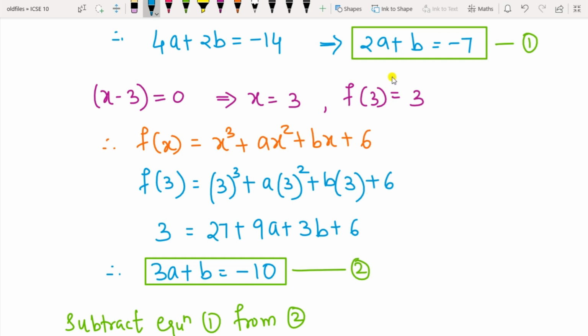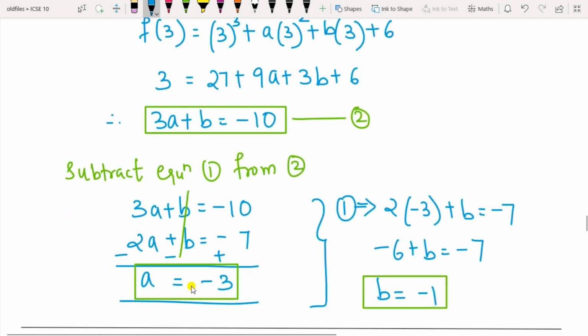Now you can solve this equation 1 and 2. Here you have to subtract it as both the terms b has positive signs. Therefore, to change the sign you have to subtract it, and therefore you get the value of a as minus 10, and substituting value of a in either of the equation, you get the value of b as minus 1. So a is minus 3 and b is minus 1.